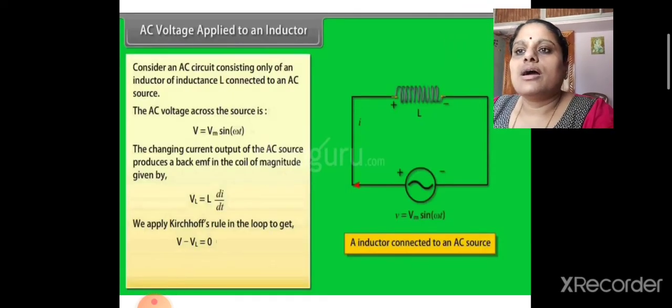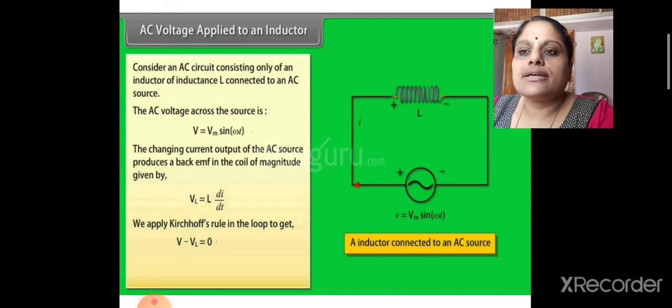Now, coming to the case of AC applied to an inductor, you know an inductor is nothing but a coil of wire, and we have discussed that the voltage drop or the EMF across an inductor is L into di by dt. So let the applied AC voltage across the inductor be V equals Vm sin omega t. Then it will produce an EMF of L into di by dt across the inductor.